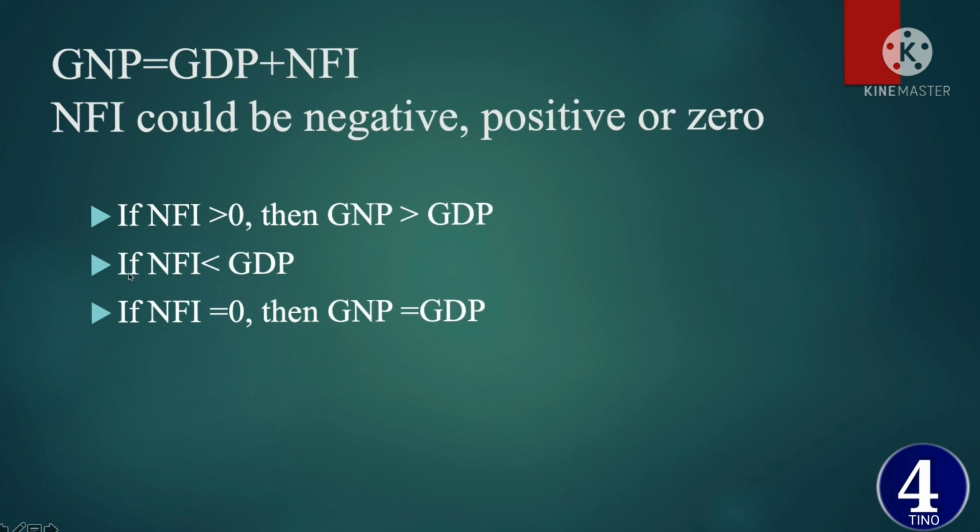Here make a correction, please. If NFI is negative, then the result will be that GDP is greater than GNP. Make this correction. And if NFI is equal to 0, adding a 0 to GDP will not make it different from GNP. So GNP will be equal to GDP because this number is 0.